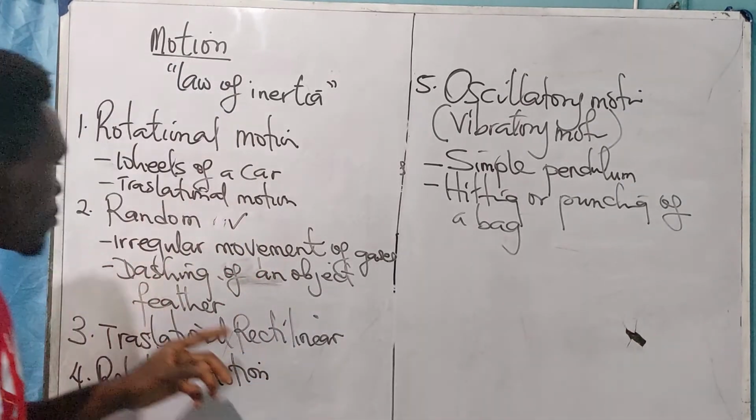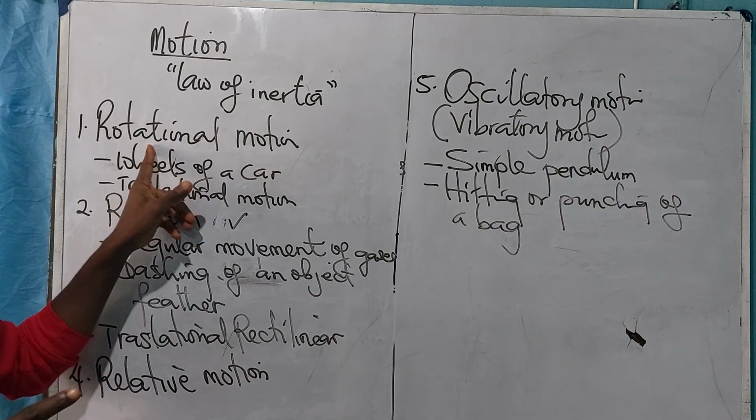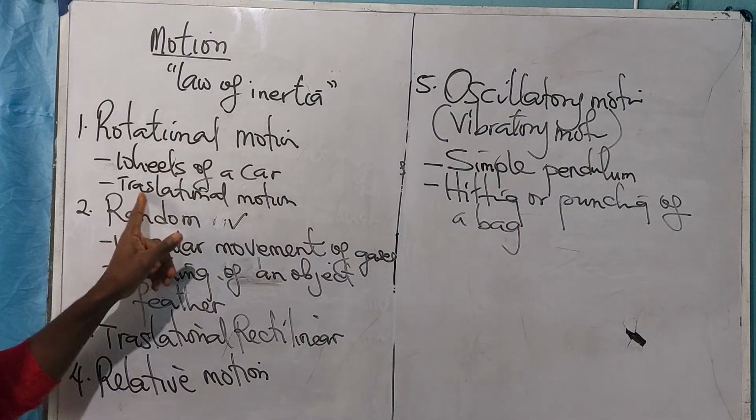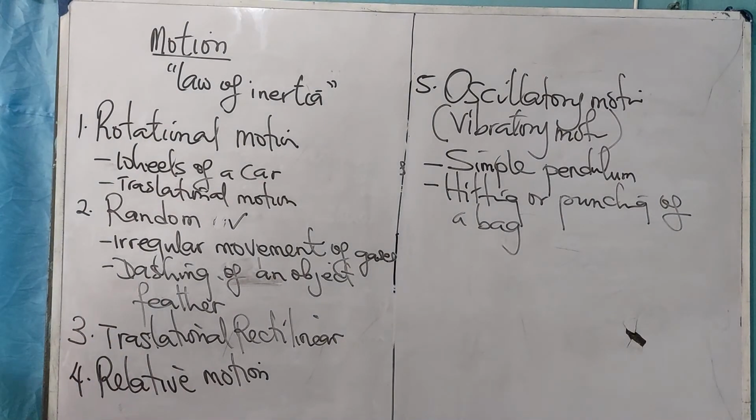Take note of this: the wheels of a car possess rotational motion and translational rectilinear motion. And the passenger in a given vehicle possesses what type of motion? Relative motion. Please take note of that.